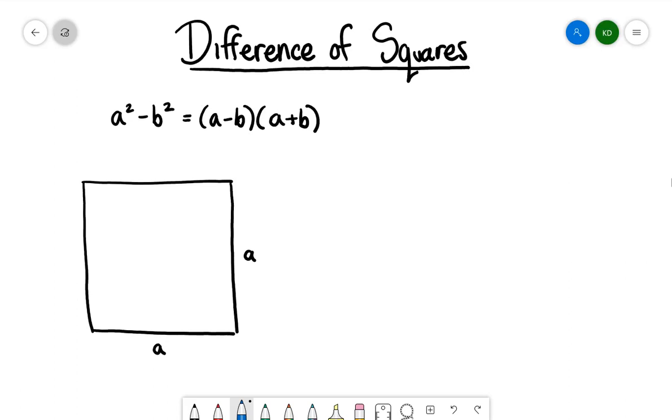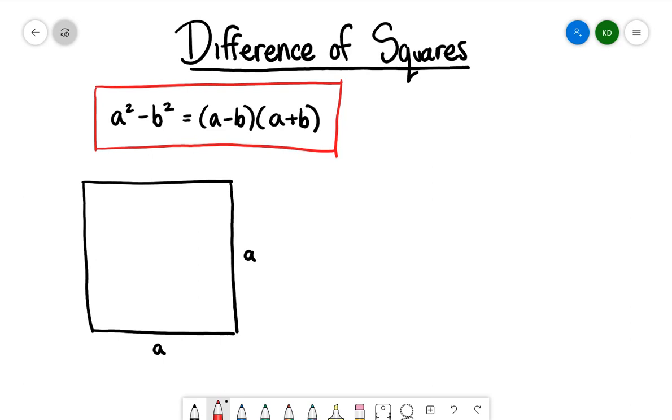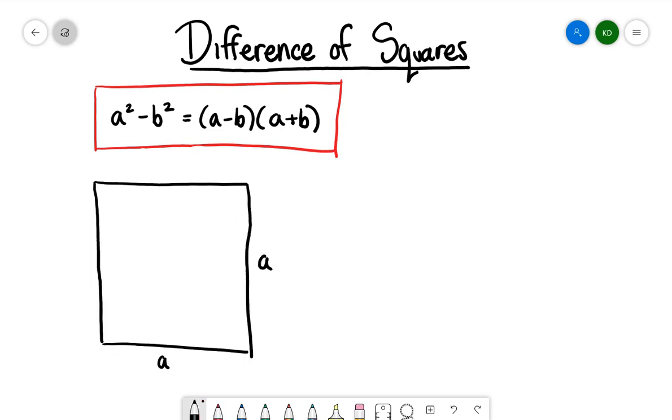So in general, what we're looking for as a formula is that we have a squared minus b squared, and what we're going to be able to factor it into is two separate factors, one being a minus b and the other one being a plus b.